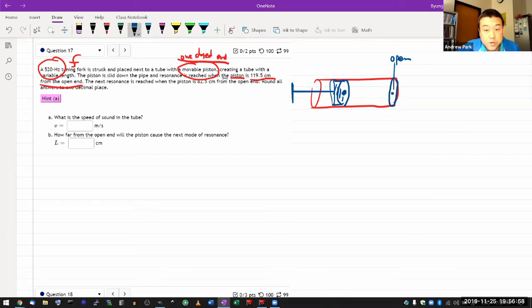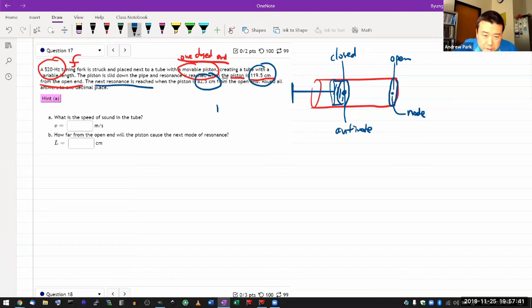If we are using the pressure representation, then this is where we must have a node for standing waves. And at the piston end, which is closed, the boundary condition is going to be an antinode in the pressure representation, because when there's a wall, it's easy to change the pressure around that. So it says the piston is slid down and resonance is reached at this distance from the open end. And it says the next resonance is reached when the piston is at this distance.